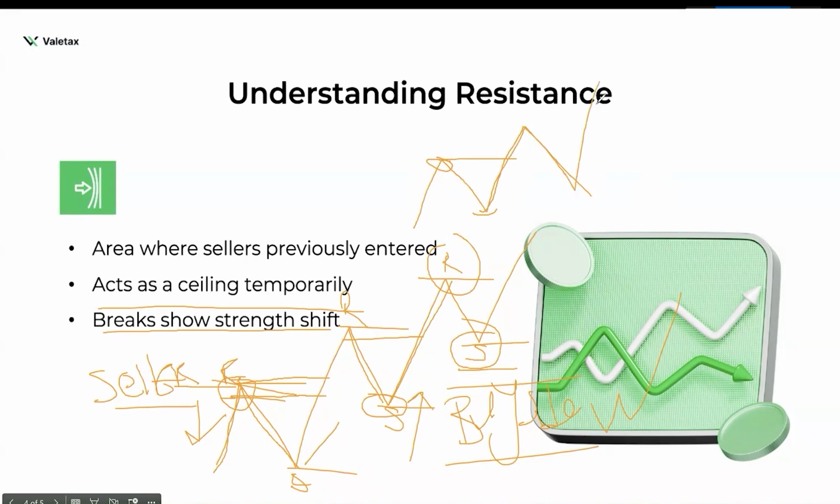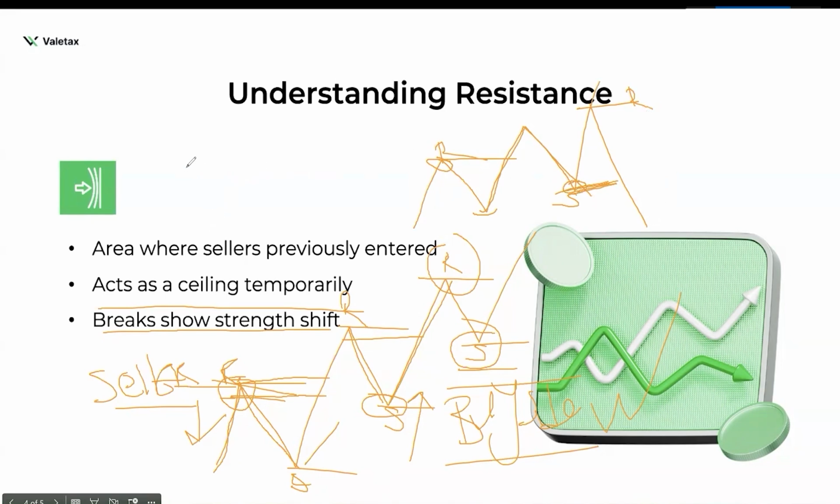And similarly, if price breaks below a support level, it then shows that these sellers are way stronger, and the support level is no longer a valid buying area for the market.